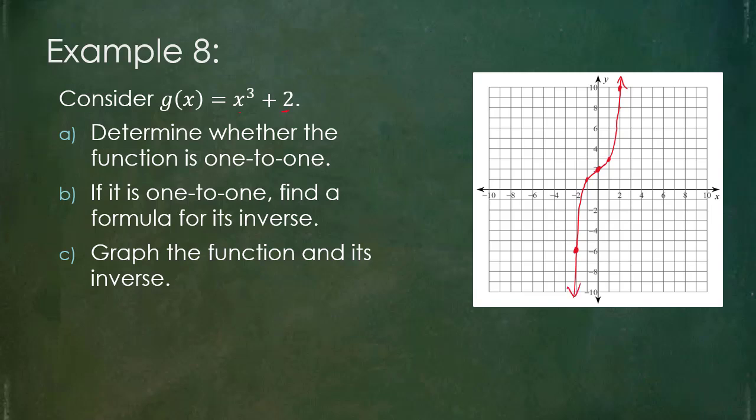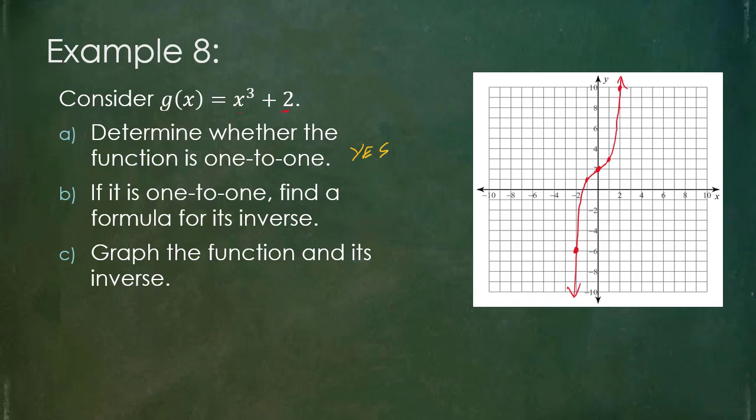So if I asked, is this 1-to-1? Try the horizontal line test. It looks like there would be no places where a horizontal line would ever cross more than once. So I would say yes, this is a 1-to-1 function. If it is, it says to go ahead and find a formula for its inverse.